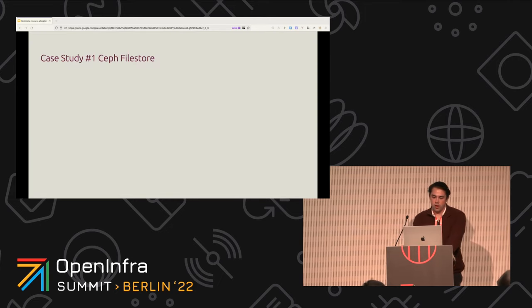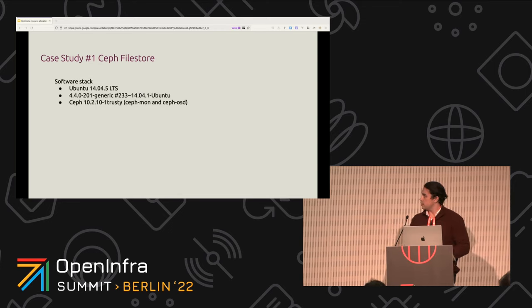So we're now going to take a look at some case studies to help elucidate the methodology I outlined. The first case study that I have is a Ceph FileStore issue that is not super uncommon. In fact, if you're avid users of Ceph, you probably have already encountered this in the past.